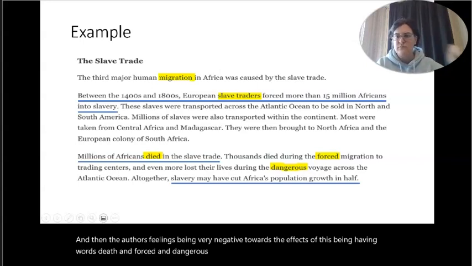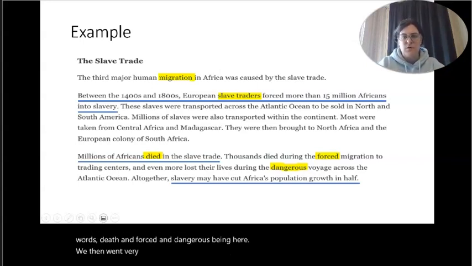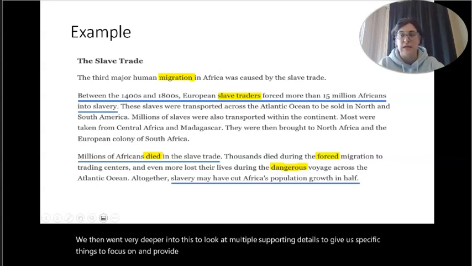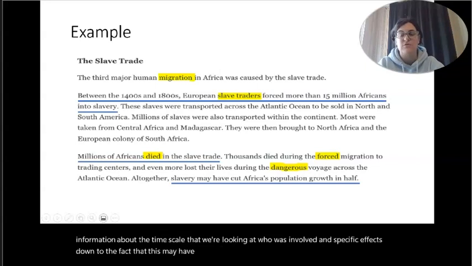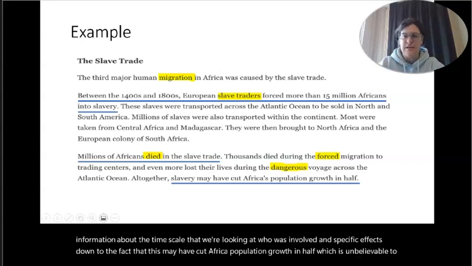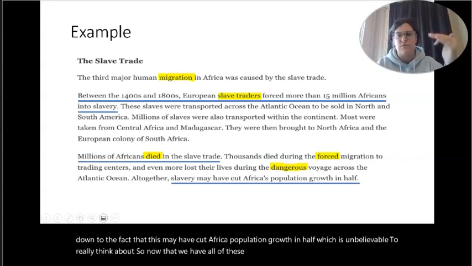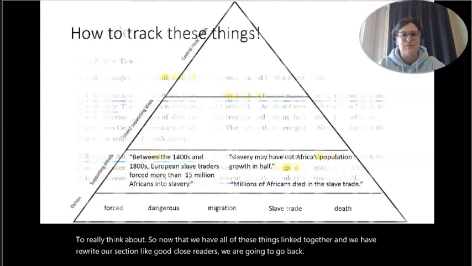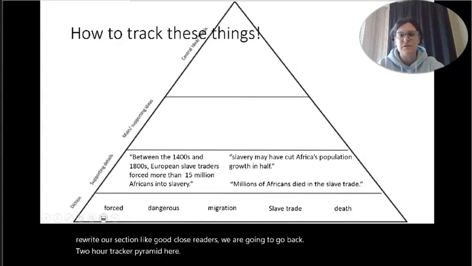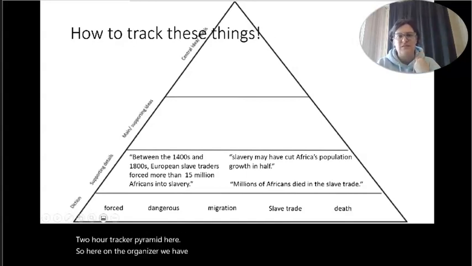We then went deeper into this to look at multiple supporting details to give us specific things to focus on and provide as proof of our eventual main idea. These details gave us information about the time scale that we're looking at, who was involved, and specific effects, down to the fact that this may have cut Africa's population growth in half, which is unbelievable to really think about. So now that we have all of these things linked together and we have reread our section like good close readers, we are going to go back to our tracker pyramid here. So here on the organizer, we have pulled in those details to focus on.